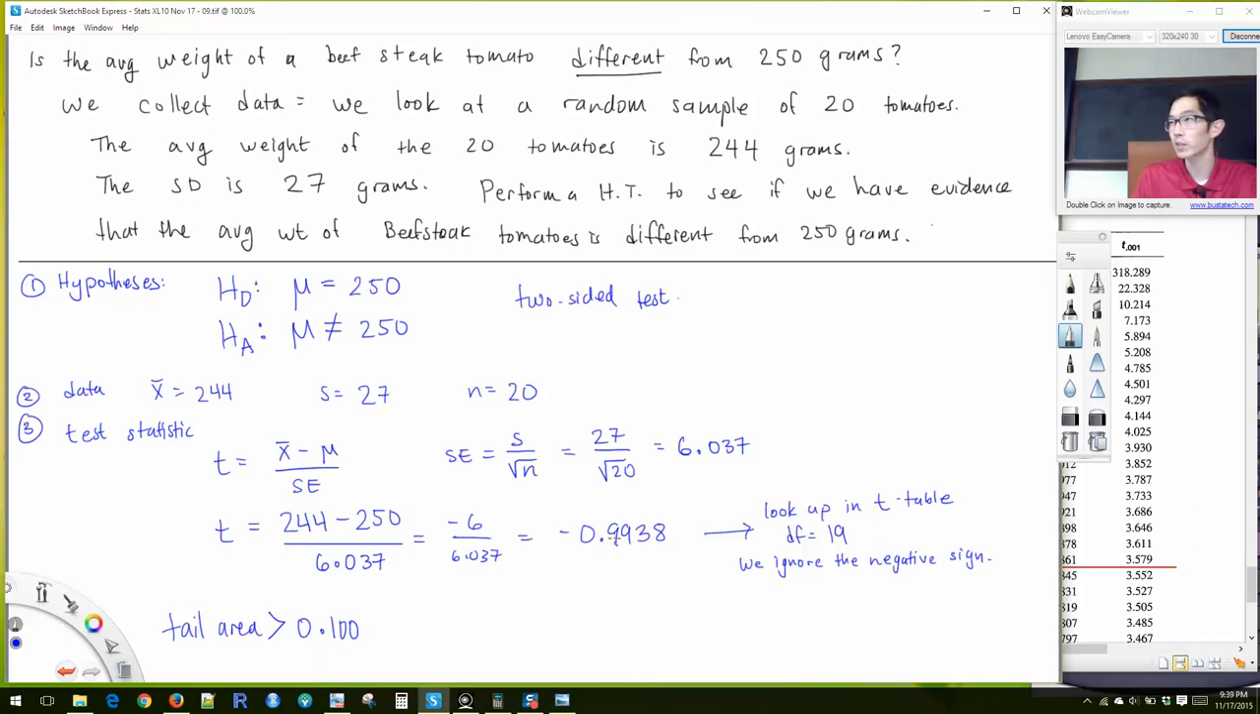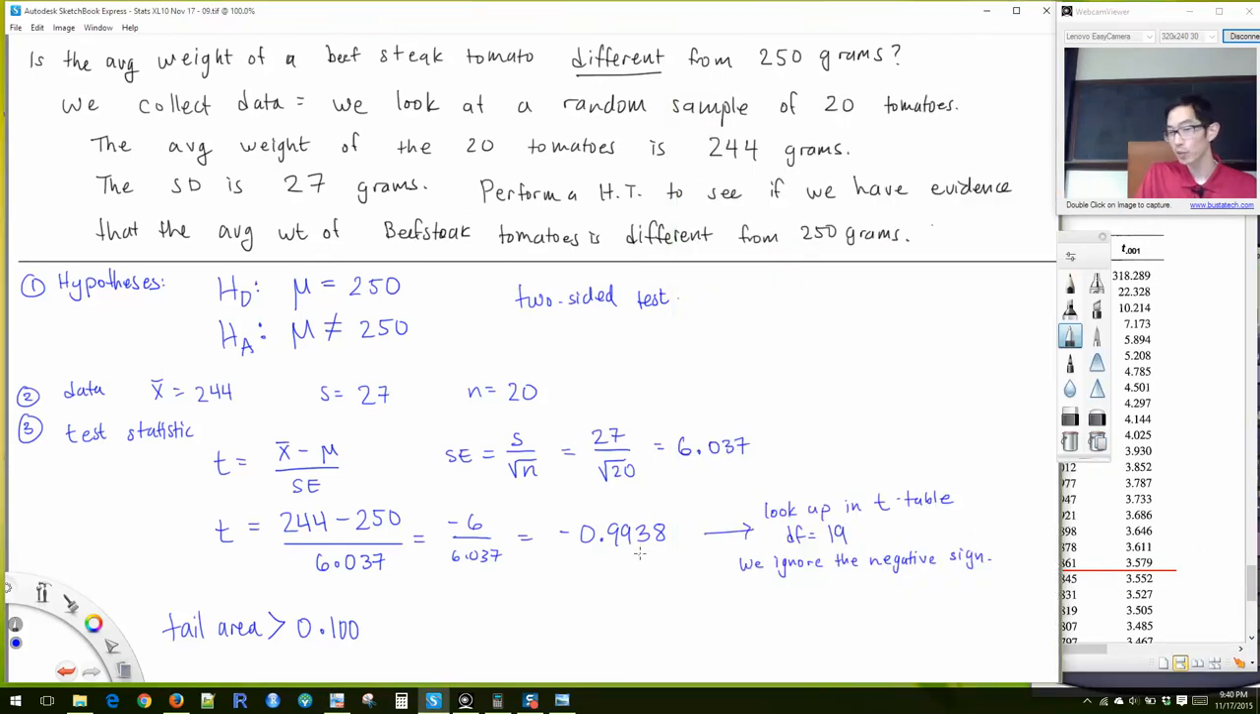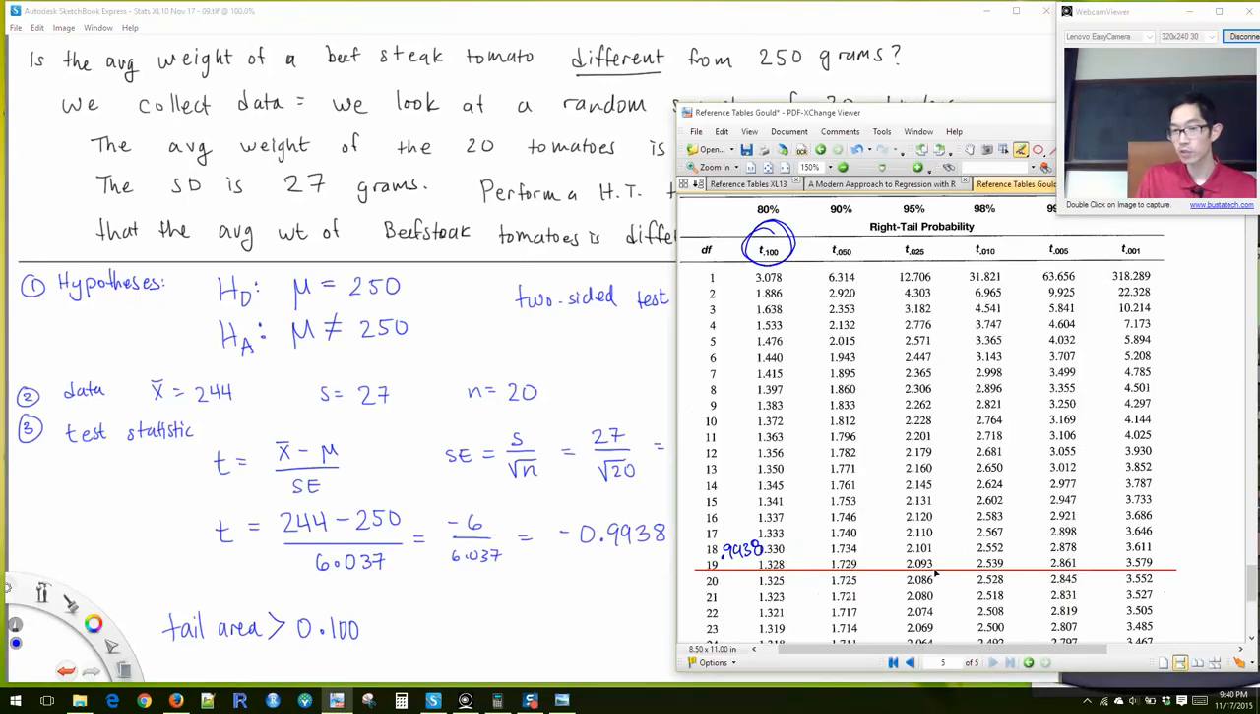I just want to pause here for a moment and make sure that we're okay with all of the steps we've done so far. Okay, so we're okay with getting this negative 0.9938, right? And then I'm saying we're going to ignore the negative and look for just positive 0.9938. So I have 19 degrees of freedom, and 0.9938 would fit over here, meaning it's on this side of 1.328. It's less than 1.328. That part's okay so far, right?